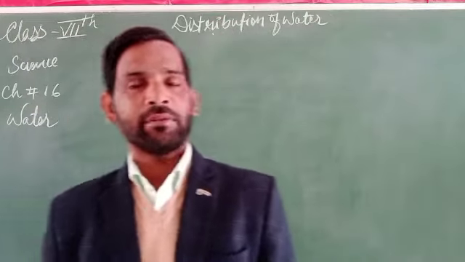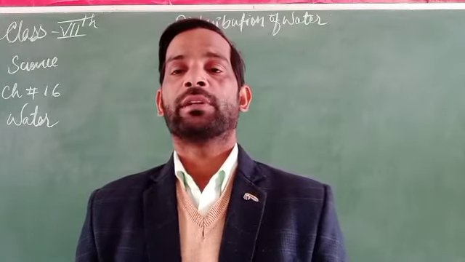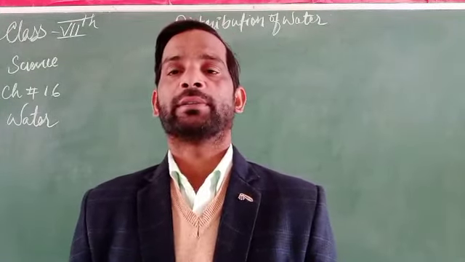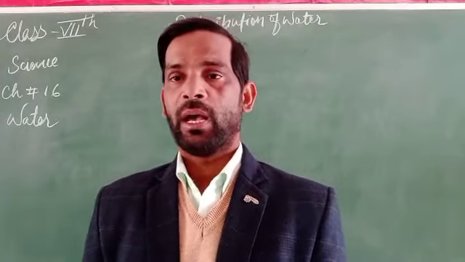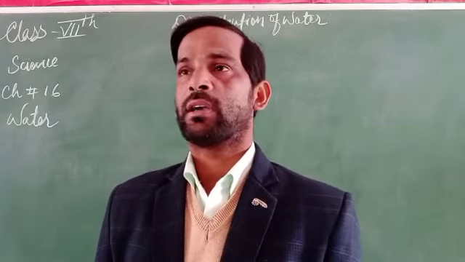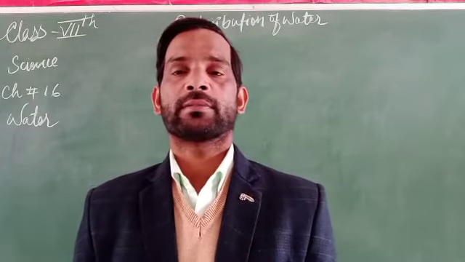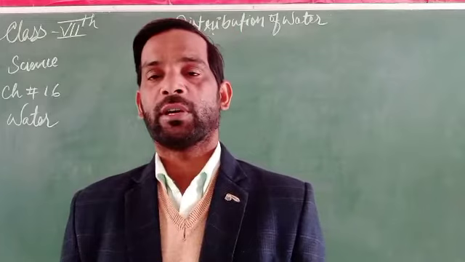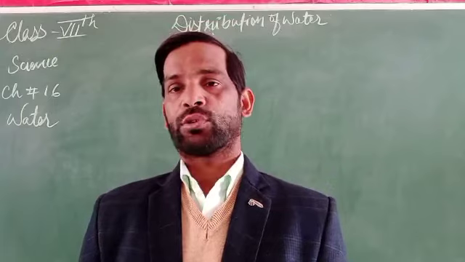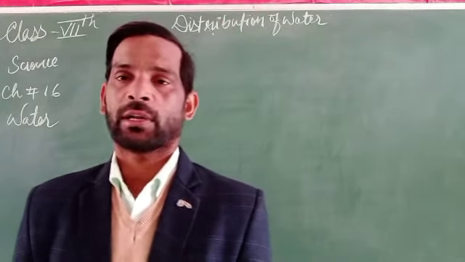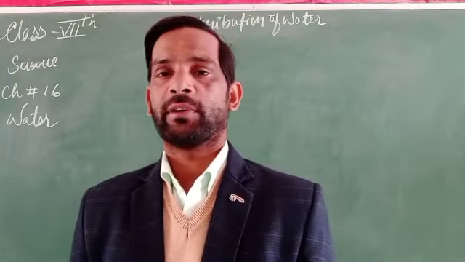The next one is uneven distribution of water. In our country, uneven distribution of water can also be a reason for water table depletion. How does it happen? Because at some certain places on the earth there is heavy rainfall, and somewhere it is very less, or there might be no rain at all. That can lead to scarcity of water, and this can lead to the depletion of the water table as well.